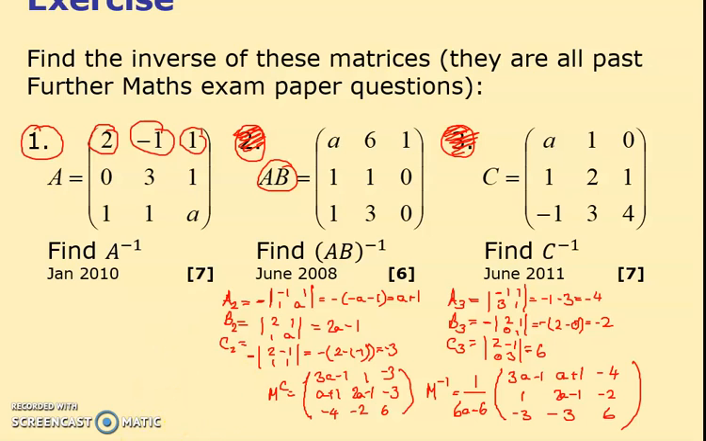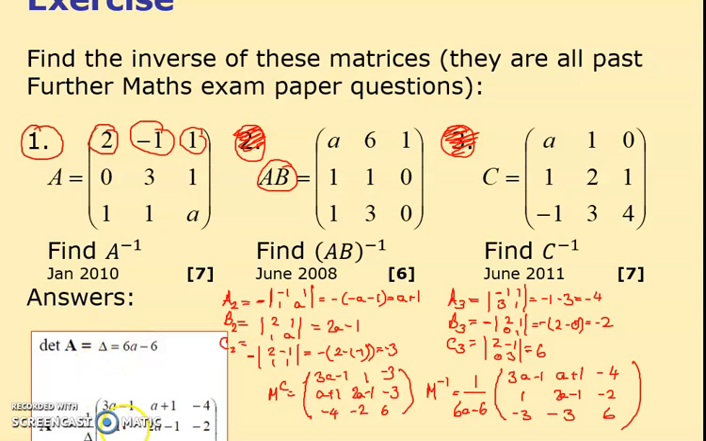So let's go back to my pen. And answer, there it is. Well, you can't quite see it. It says 1 over delta, and that delta is the discriminant. This is a Greek letter, delta. And it says 6a minus 6, so that's right. 3a minus 1, a plus 1, minus 4, 1, 2a minus 1, minus 2, minus 3, minus 3, 6. You can't see these bottom ones, but that is right.